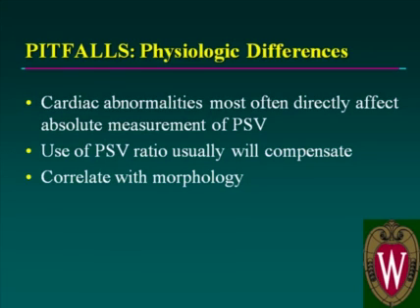Cardiac abnormalities most often directly affect the absolute measure of peak systolic velocity. Using the peak systolic velocity ratio will usually compensate and give you some handle on degree of stenosis. So if you have a patient with a low peak systolic velocity but with obvious plaque, I would suggest that you rely more specifically on the ICA-CCA peak systolic velocity ratio and correlate, of course, with the appearance on color and grayscale.